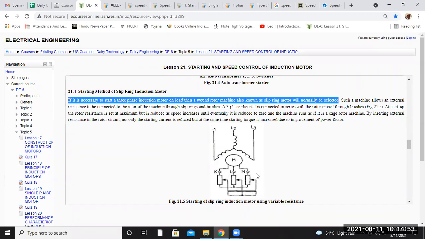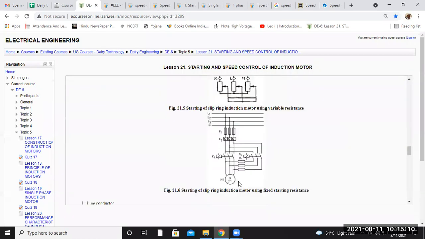By using the series connection of resistance attached to the terminal of the induction machine, we will reduce the current entering the machine. Okay, a three-phase rheostat connected in series with the rotor circuit through brushes. That is the simple case of the starting of the induction machine.